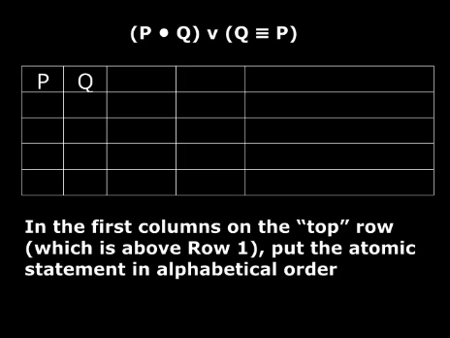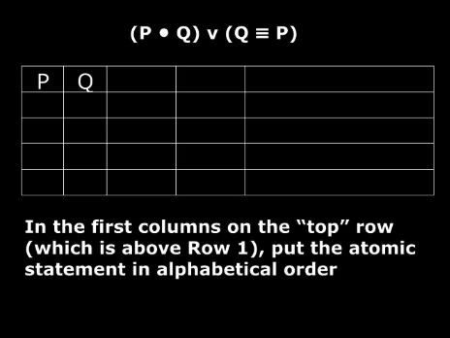In the first columns, on the top row, the unofficial top row, what we're going to do is put the atomic statements in alphabetical order. Okay? Why do we need to put them in alphabetical order? Well, in general, if you put them in something that's not alphabetical order, you will still get the right answers, so to speak, in the sense that you're still going to categorize tautologies as tautologies, and you'll still get the same answer if you're assessing argument validity. It'll just have the effect of shifting the rows up and down and around.